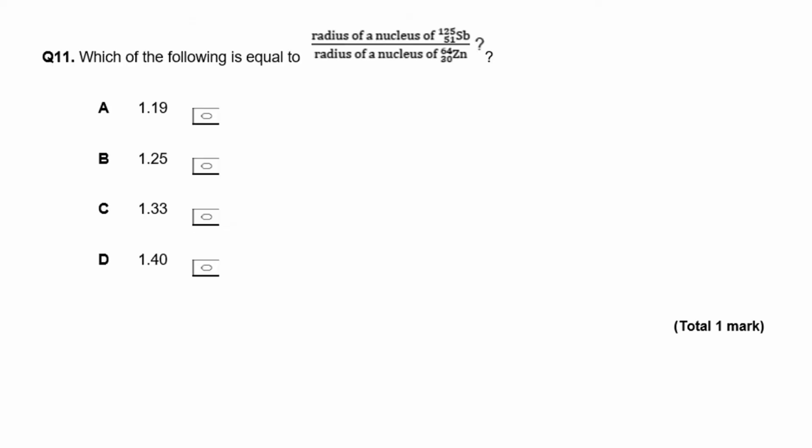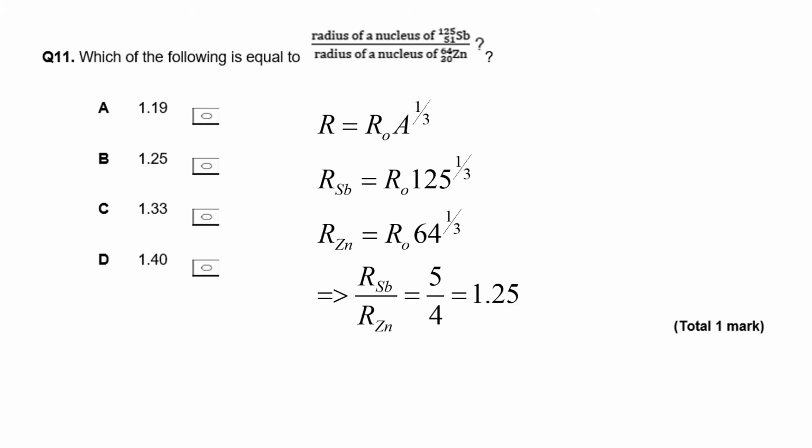Okay, so which of the following is equal to the radius of the nucleus of, I think that's tin? No, that's Sn, I don't know what that is. And the radius of the nucleus of zinc. So to start off with, the equation you're going to need is the equation to calculate nuclear radius, which is in your formula sheet. And so what we're going to need to do is know the mass number of each of these. So that's the one on the top.